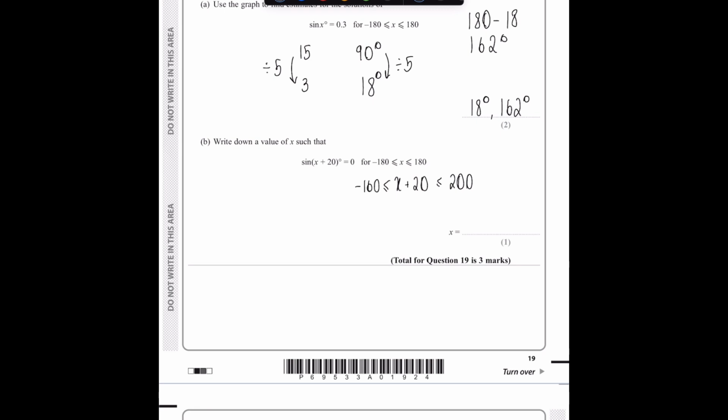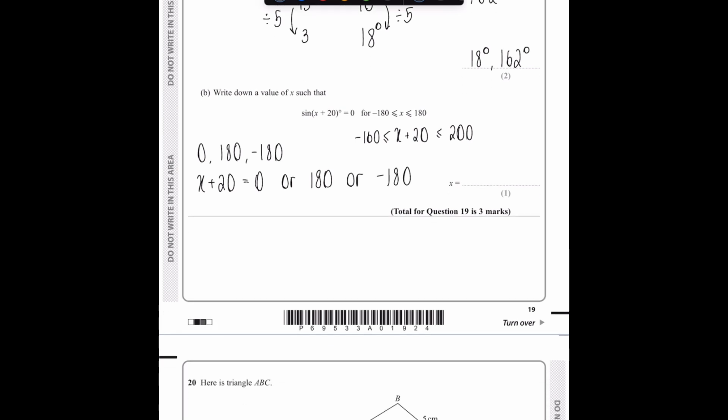Now from here, what we need to think of is, when is sine equal to 0? It's equal to 0 when the angle is 0, 180, or negative 180. So in other words, x plus 20 equals 0, or is equal to 180, or is equal to negative 180. So let's consider each case. When sine is equal to 0, x plus 20 is equal to 0, so then x is equal to negative 20.